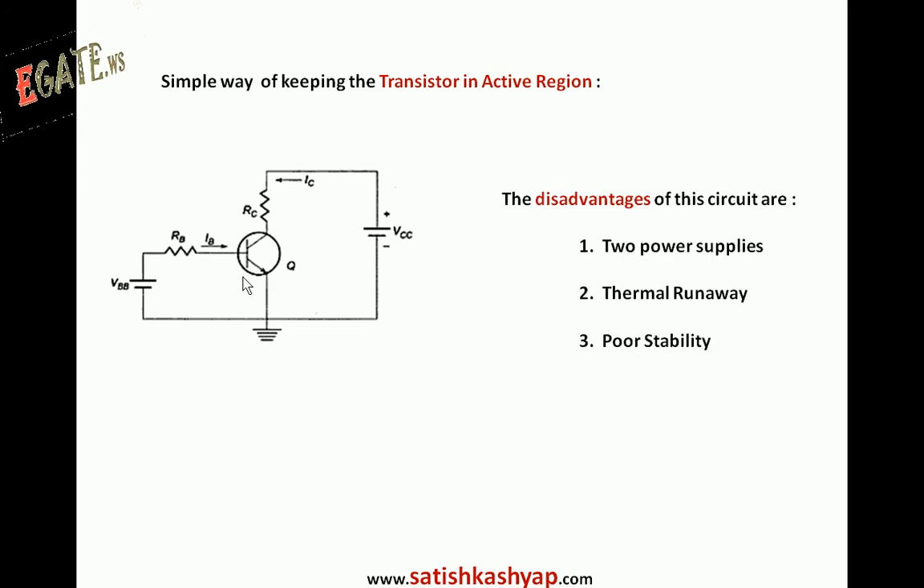But the disadvantages of this circuit are, it requires two power supplies and there is a problem of thermal runaway. Thermal runaway means self-destruction of transistor as the temperature increases. Third one is poor stability.